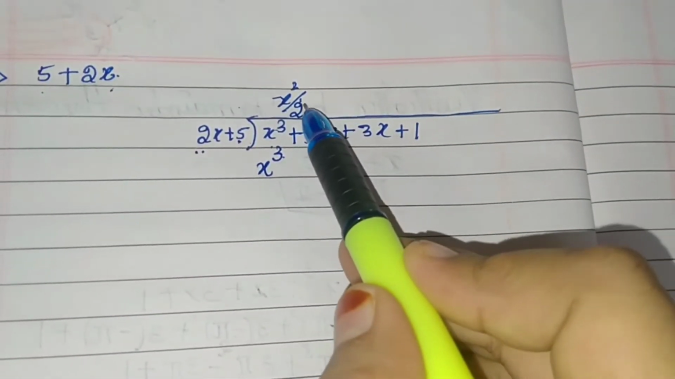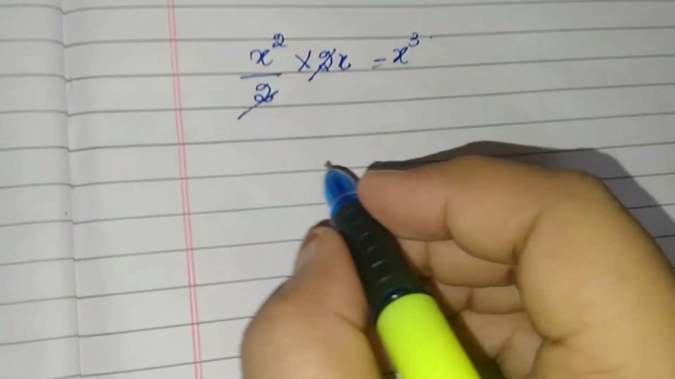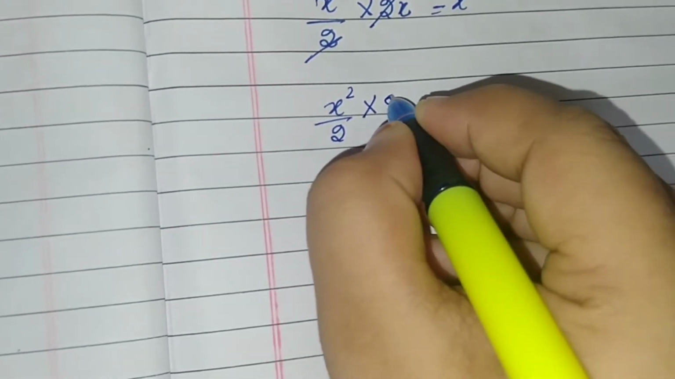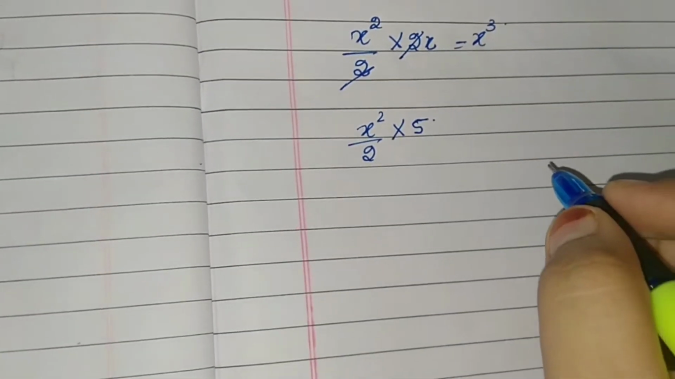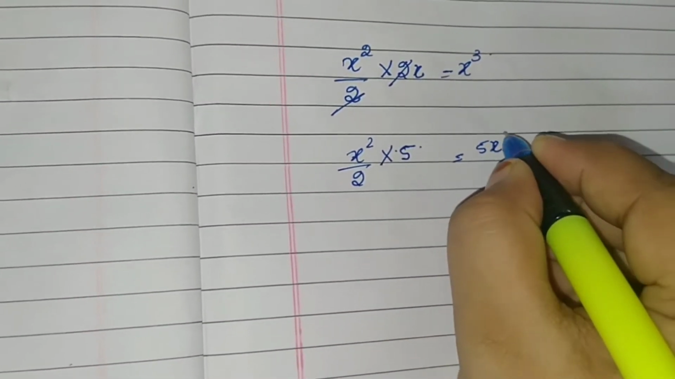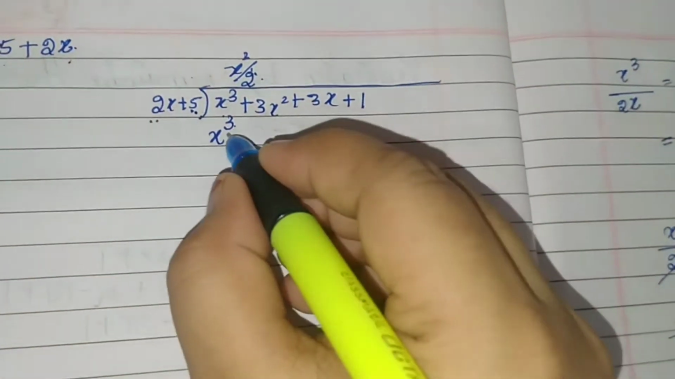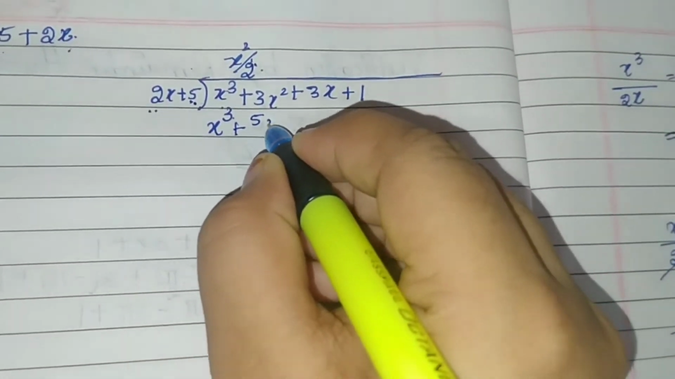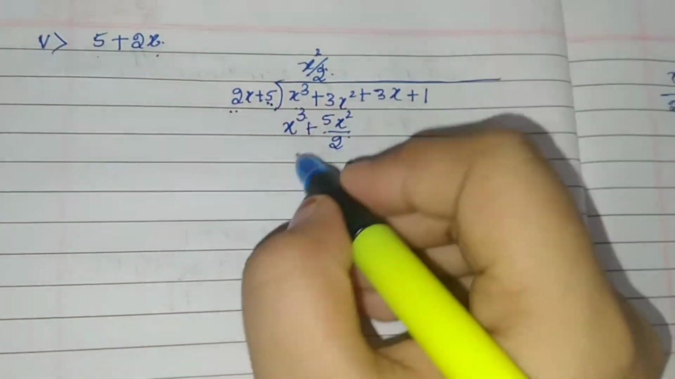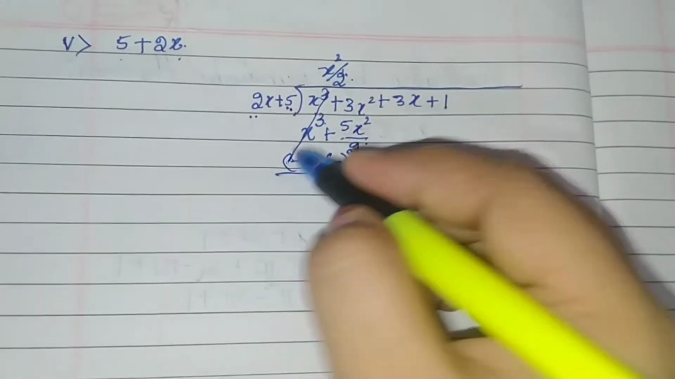The next step is you have to multiply the first term of the quotient by the second term of the divisor. That means x square by 2 into 5. What are you going to get now? 5 into x square is 5x square divided by 2. This you have to write below the dividend. The next step is you have to change the sign. X cube will get cancelled.